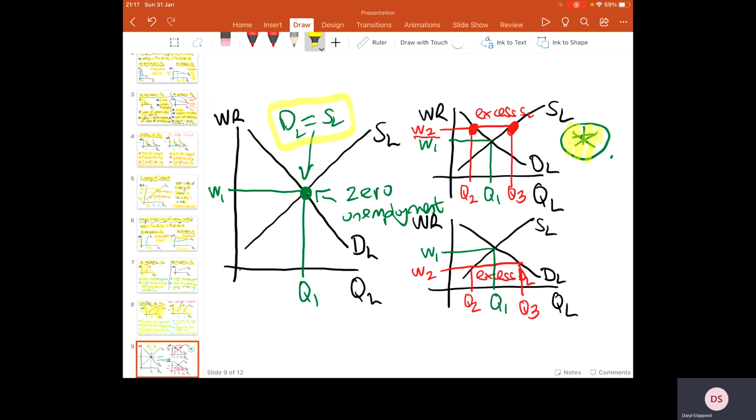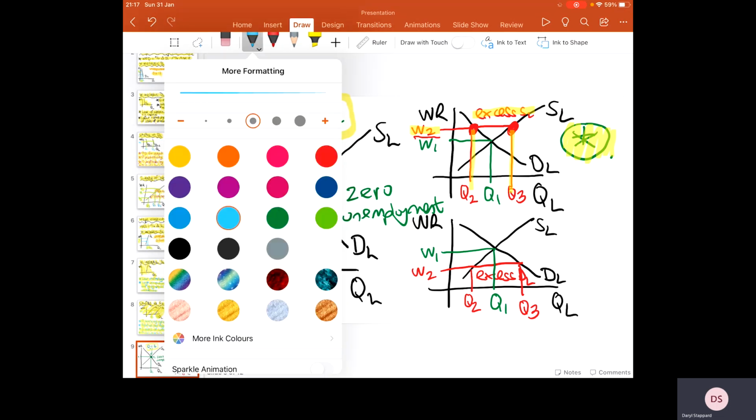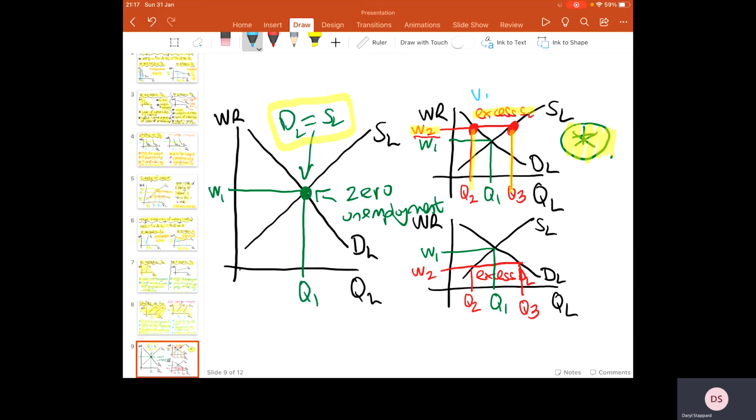In the top right-hand corner diagram, you can see what would happen if we operated above the equilibrium wage of W1. So in this diagram, if we operated at W2, then we would have in this labour market excess supply of labour. The supply of labour would be at Q3, but the demand for labour will only be at Q2. Now, what this will mean is in this labour market at the moment, we would have unemployment.